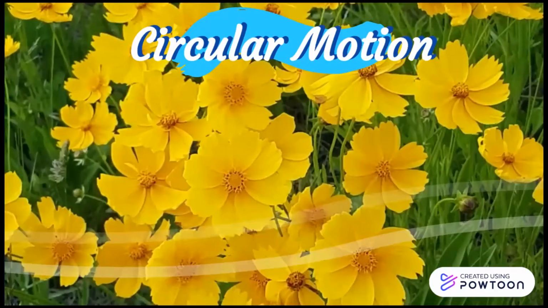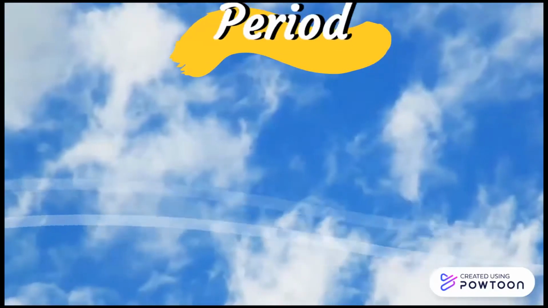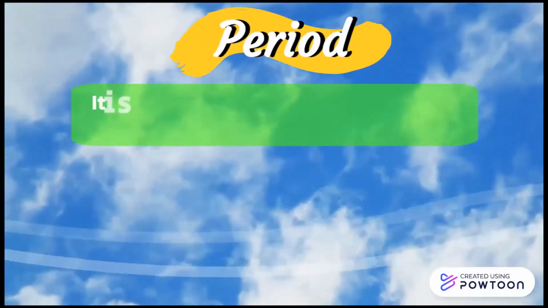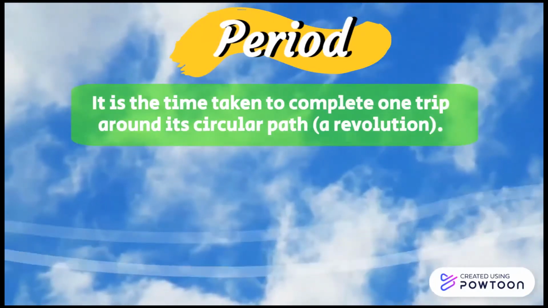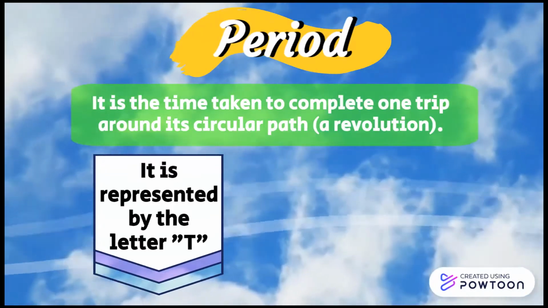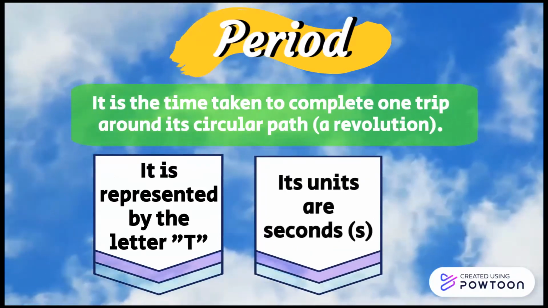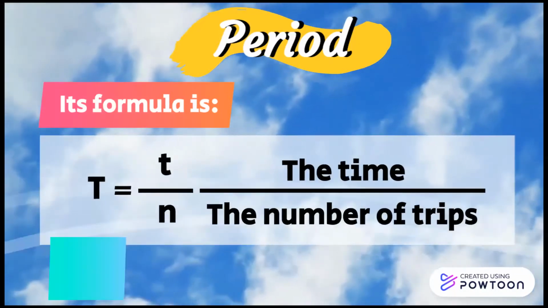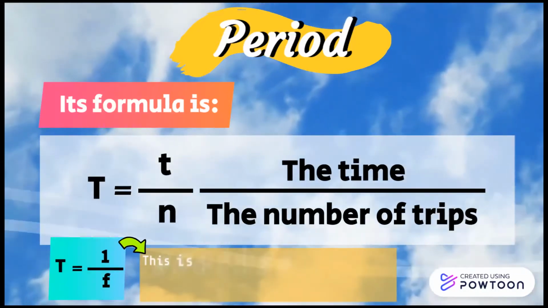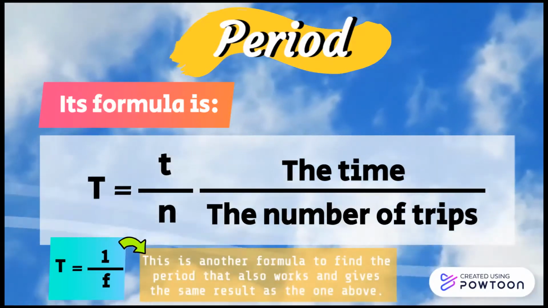And circular motion has some characteristics, such as the period. It is the time taken to complete one trip around its circular path, that is a revolution. It is represented by the capital letter T, and its units are seconds. Its formula is capital T, that is the period, equal to lowercase t, that is the time, over n, that is the number of trips.